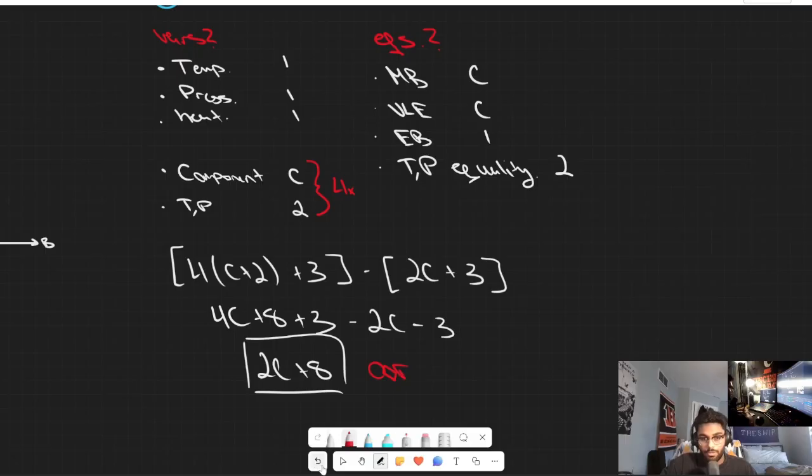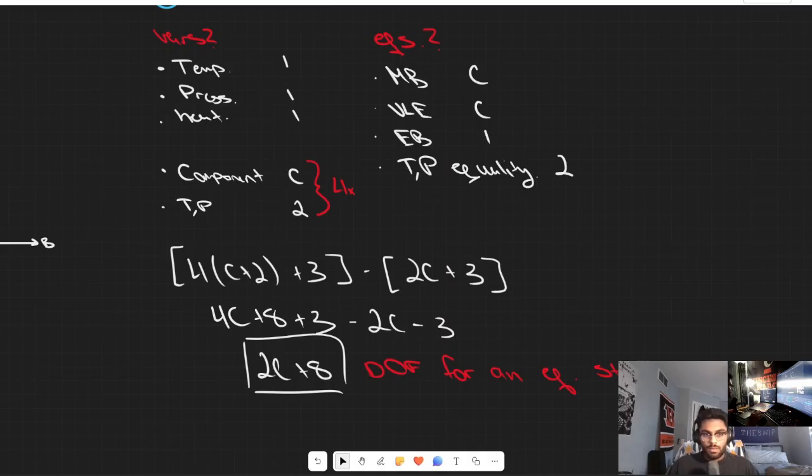So degrees of freedom for an equilibrium stage. So I want to make a correction here. We talked about having this temperature pressure equality. That's essentially saying that whatever is exiting our stream must have the same properties of the stage itself. So we have two considerations for the temperature, and we actually will also have two considerations for our pressure as well.